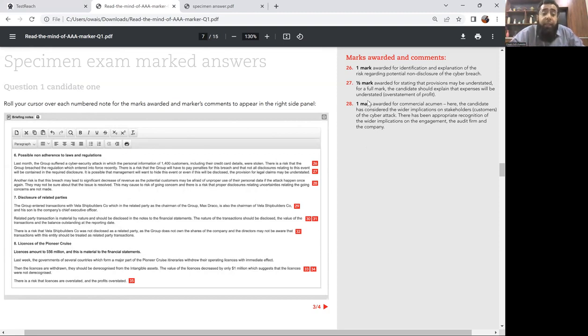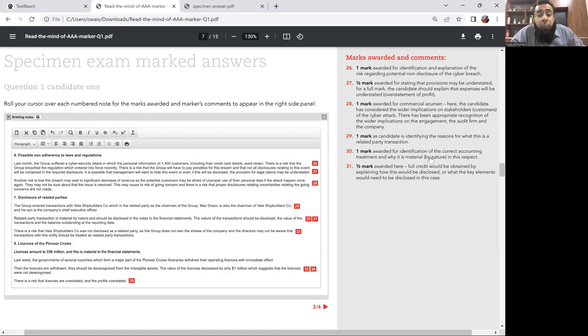Okay. Then disclosure of related party transactions with Vala Shipbuilder. The group entered into a transaction with Vala Shipbuilder Company, which is a related party. As the chairman of the group, Max Draco is also the chairman of Vala Shipbuilder Company, and his son is the CEO. So again, you will get a mark because you identified the issue of related party. Then you will discuss the disclosure. A related party transaction is material by nature and should be disclosed in the notes to the FS. The nature of the transaction should be discussed, the value of the transaction, and the balance outstanding at the year end.